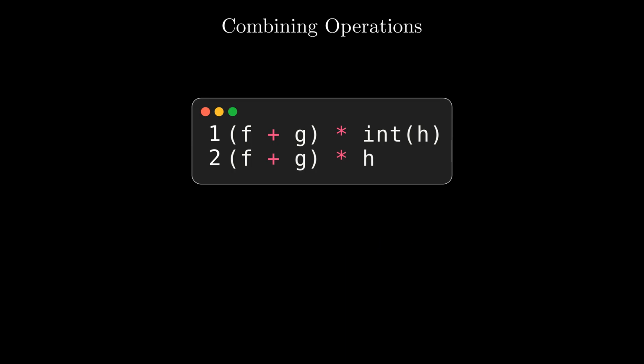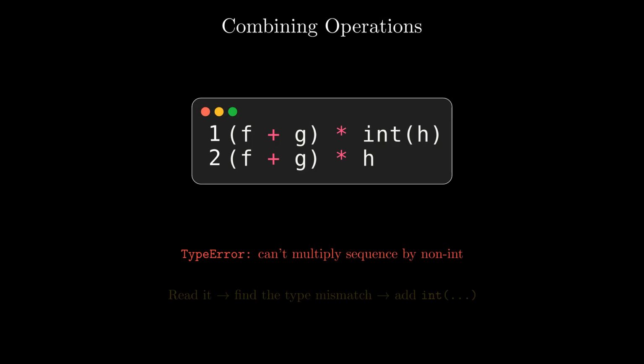Now suppose you forget the conversion and write f plus g times h. With h still a string, Python raises a type error. You can't multiply a sequence by a non-integer. Don't fear errors like this. They're informative once you learn to read them. This one tells you precisely that the types involved don't support the operation. Read the message, find the type mismatch, add the conversion.